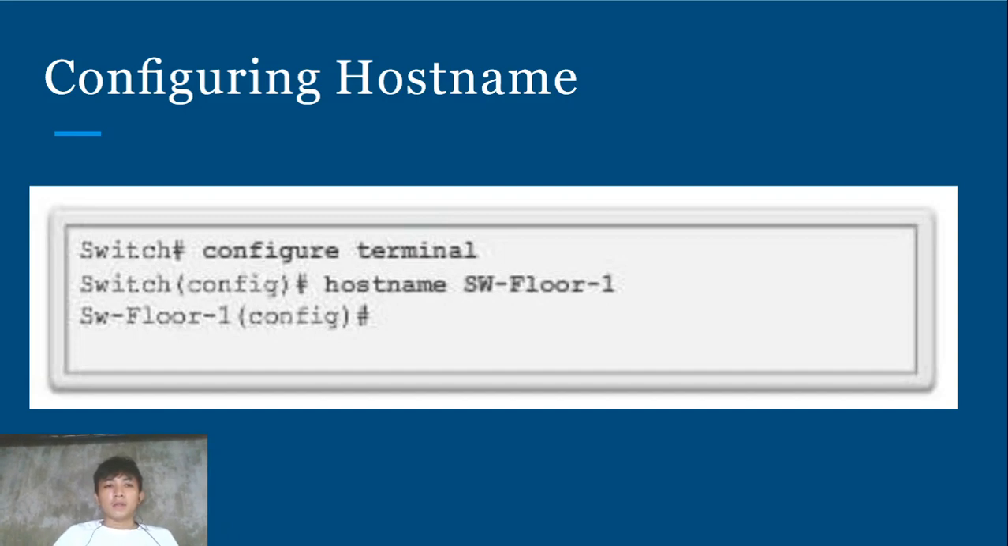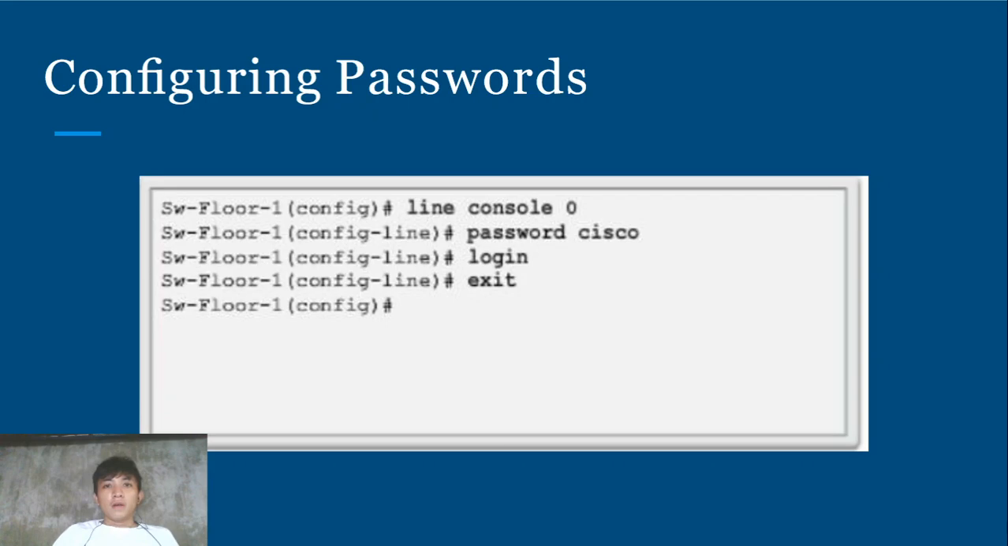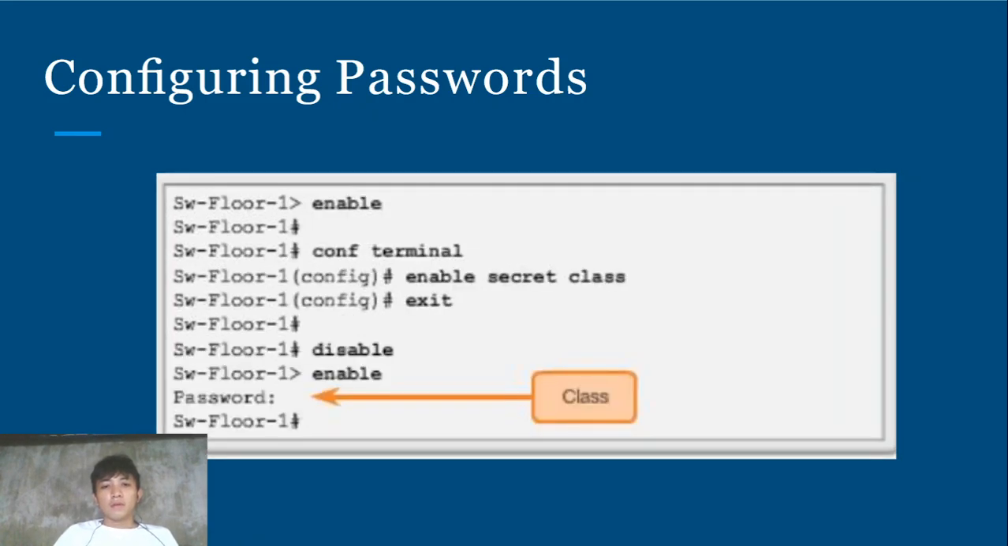Then that's it. For configuring a password, you again need to first enter the privileged EXEC mode and then configure terminal. Then you put the command line console 0, and then the command password, and then you put your own password, like this Cisco. Then you enter login, which allows us to log in using the password. Then exit.